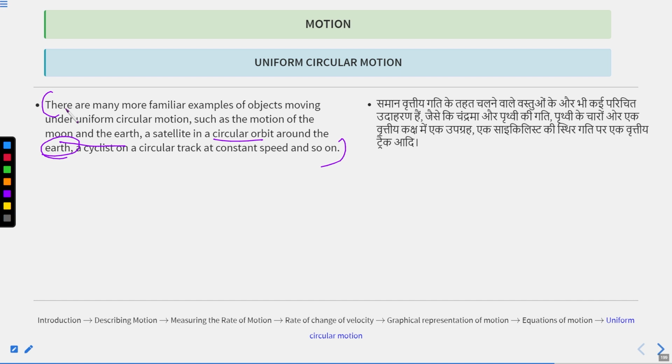Okay, and with this topic, this chapter is complete. We have completed chapter number 7, motion. We have first learned what is motion. We have learned motion in a straight line. Then we studied what is distance, displacement, initial point, final point. Then speed, velocity, acceleration, then their graphical representation, then equation of motion, and finally the uniform circular motion.